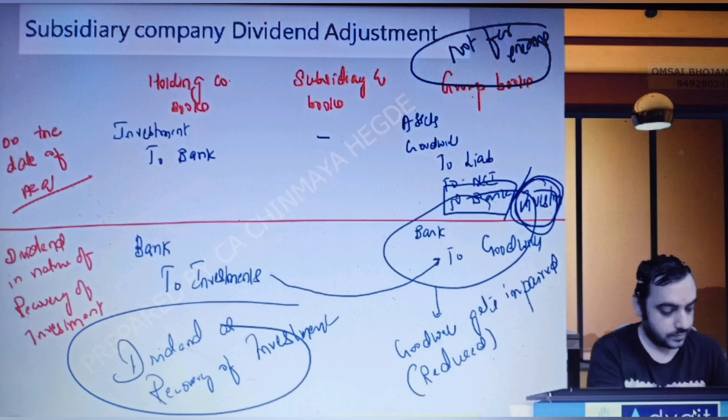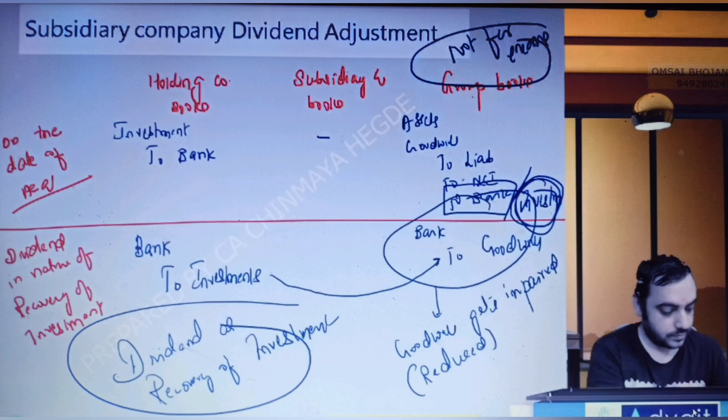Now here, the situation we're discussing, please pay attention. Dividend exceptional in the nature of recovery of investment. If you interpret it like this, dividend in the nature of recovery of investment, what entry should we pass here? Please tell me. Dividend received, so bank account debits. To what? In the nature of recovery of investment, it should not be transferred to P&L. It should be transferred to investments.